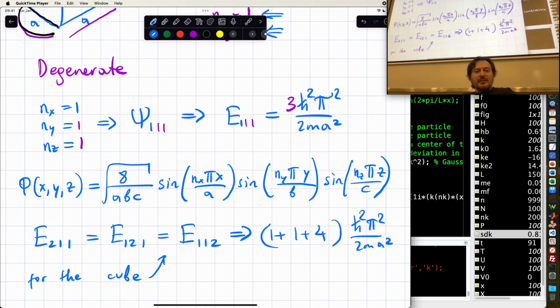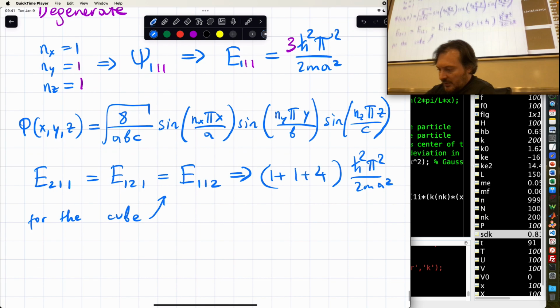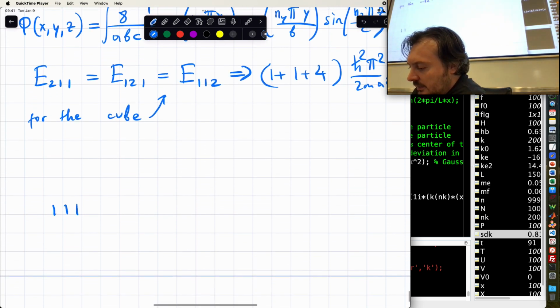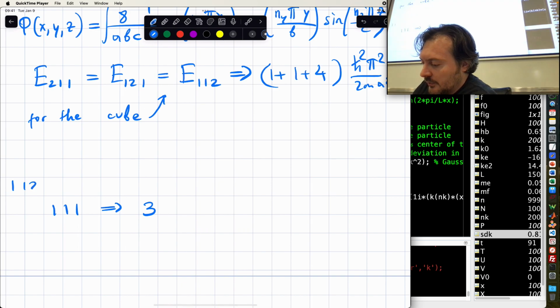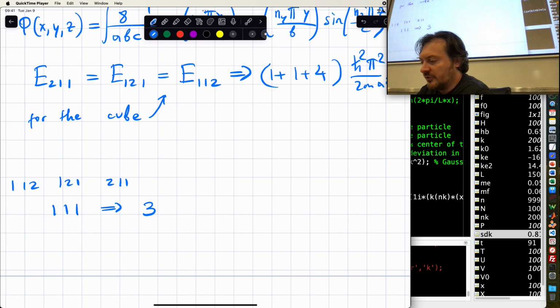What kind of a question can there be? For example, there is a particle in a cubical box. Write down the energy of the second excited state. Which one is the second? Okay, very good question. So you start with 1, 1, 1, and that corresponds to 3, right? Then the first excited state is degenerate. There are 1, 1, 2, 1, 2, 1, and 2, 1, 1, right? Which is 6.